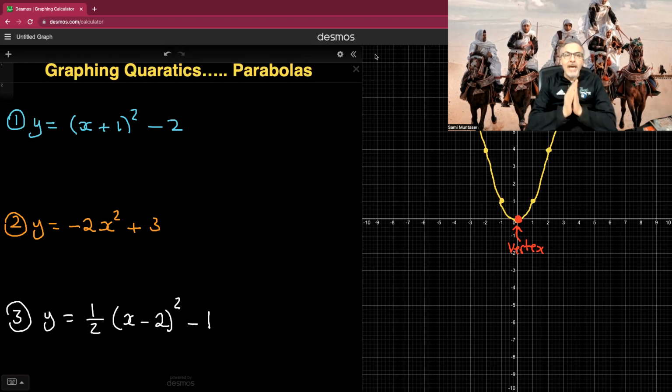Hello, everyone. Today, I will show you how to graph parabolas really quickly. It's an easy way. You don't have to do table of values. There's a pattern you have to follow, and you'll find all three of these graphs very easy to graph after I show you.